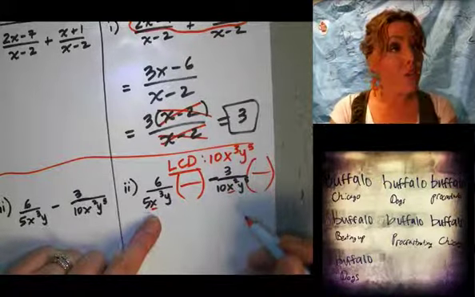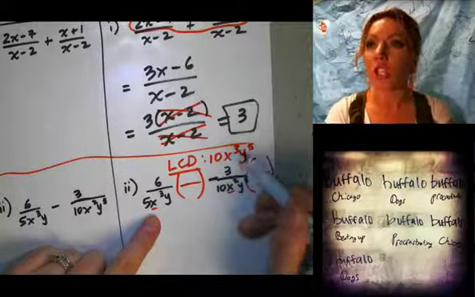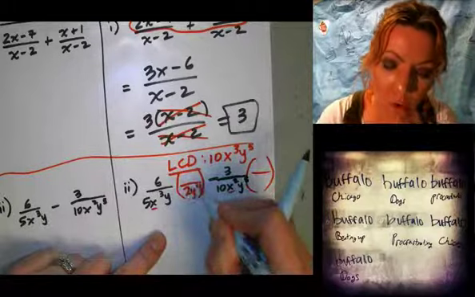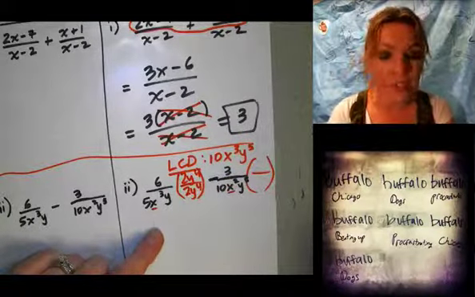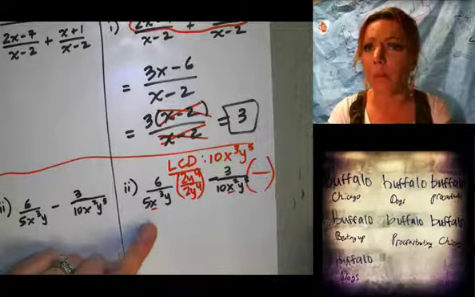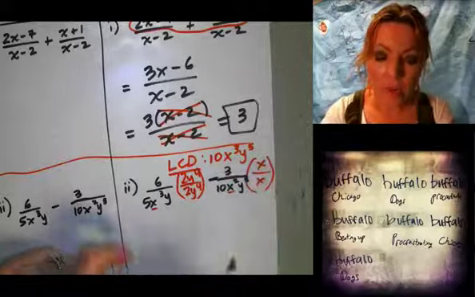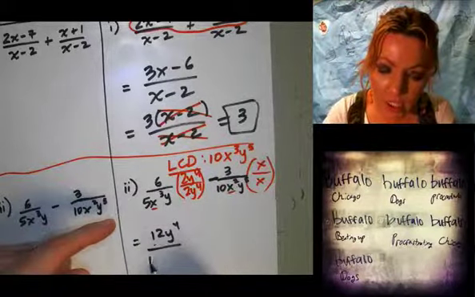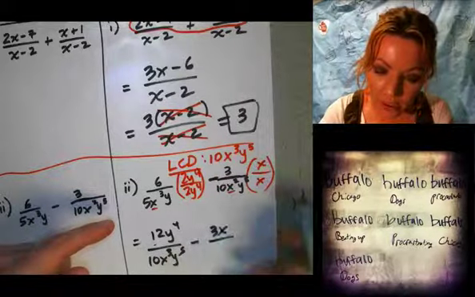Okay, now, 5x cubed y. What do we have to multiply 5x cubed y by to get 10x cubed y to the 5th? Rachel: 2y to the 4th. Good. How about the second one? We have 10x squared y to the 5th. What's the only thing we need to multiply that one by to get 10x cubed y to the 5th? X. Good. So we end up getting 12y to the 4th over 10x cubed y to the 5th minus 3x over 10x cubed y to the 5th.